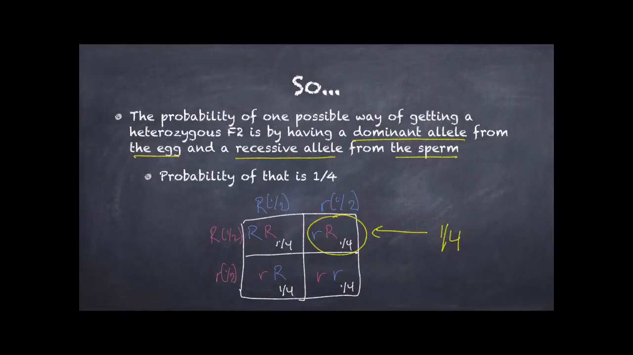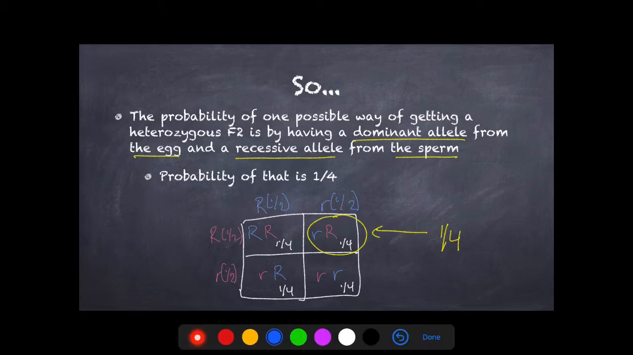Okay, so one possible way that we can get a heterozygous F2 is by having a dominant allele from the egg and a recessive allele from the sperm. So if I show you how this looks, let me write down the alleles from the sperm.